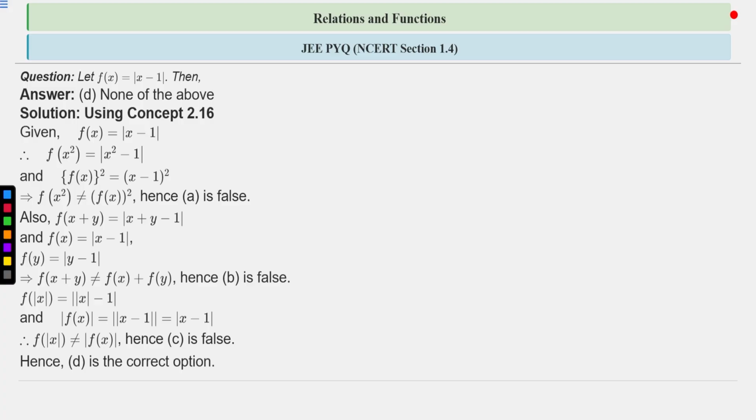Hence, we can say that none of A, B, C is correct. So option D, none of the above, is the correct option. Option D will be the correct one. Okay, let us move to the next question.